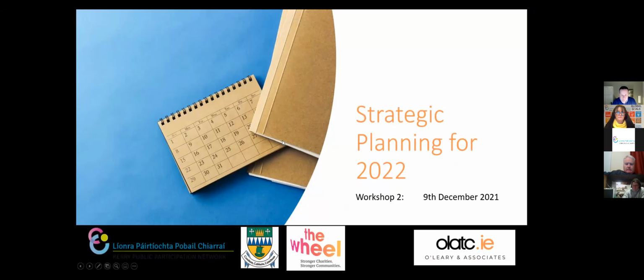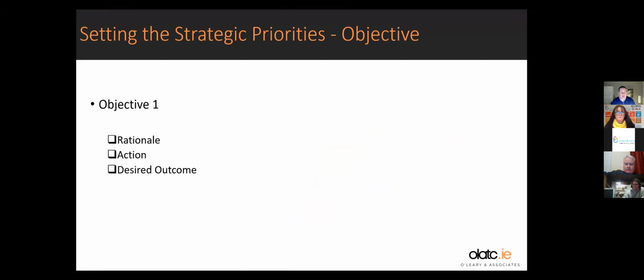Okay, very good. So as I was saying, the last slide we finished up on last week was this slide. It's looking at setting your strategic priorities. As I said, we gather all the data and then we work with the group in a planning session to say, okay, what are the priorities over the next 12 months? And then from all that, we start setting some objectives.